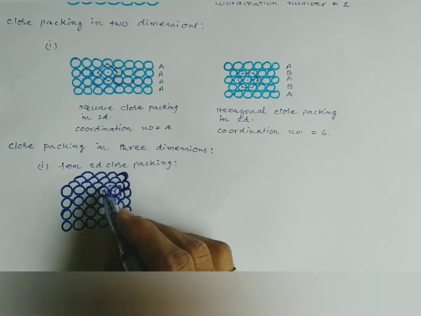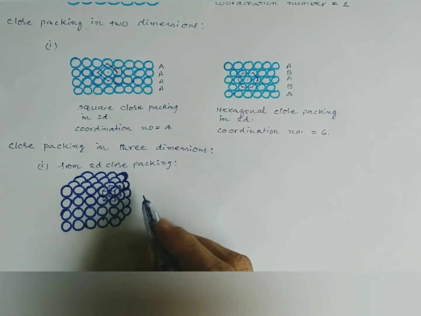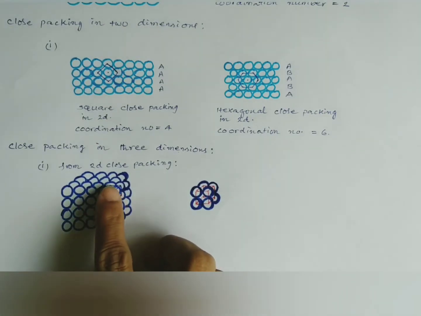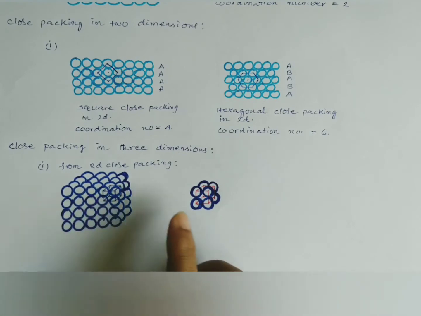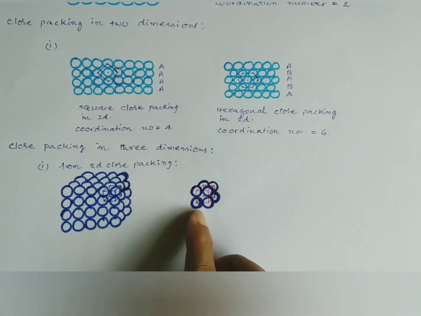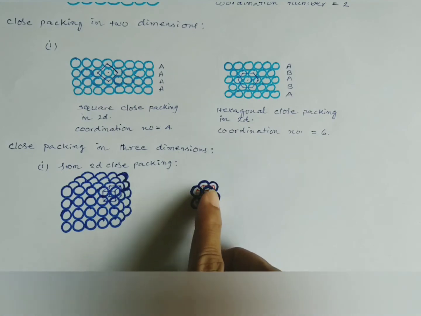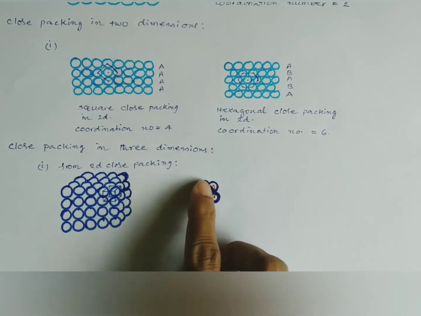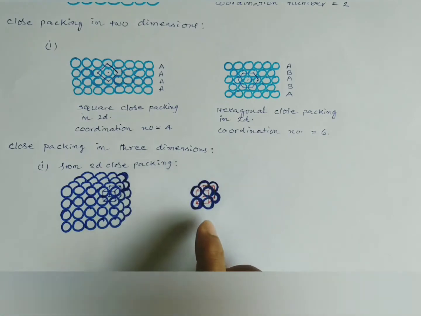So if you enlarge this portion, if you take out this portion, it looks like this. That will be more clear. So we have taken this portion from this three-dimensional close packing and represented here. So here there are 8 atoms. 4 atoms are lying in the first layer, whereas this is the second layer of atoms. So there are 4 atoms in the second layer.